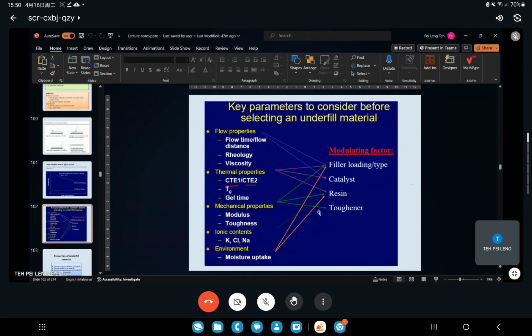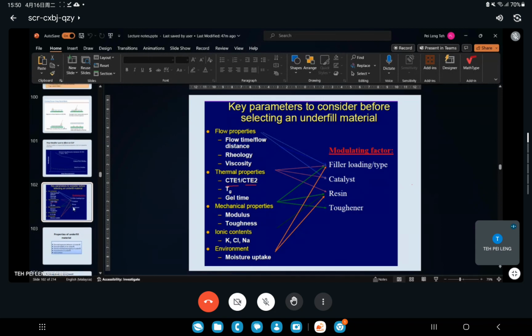Understand or not? Who cannot understand? Open your mic, I explain again. Or put up your hand. Who cannot understand? Who cannot follow? Can follow. Okay, I can tell you this is important. So we move on.